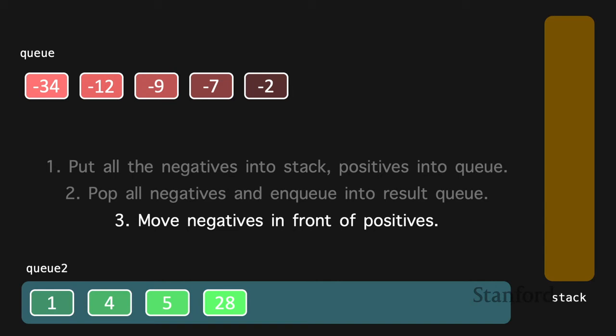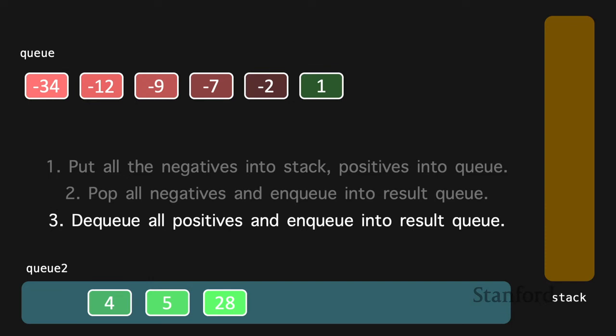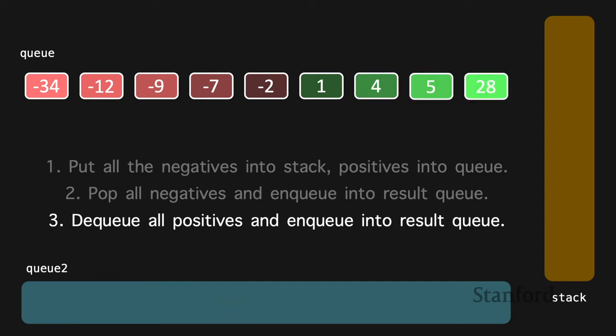Yeah, we can just dequeue from the queue and put them into the stack, into the other queue. Does that make sense? I know the problem said we could not use a second queue. I just want to intuitively understand: suppose we were allowed to use another queue, then this is one pretty straightforward way to solve it, right?